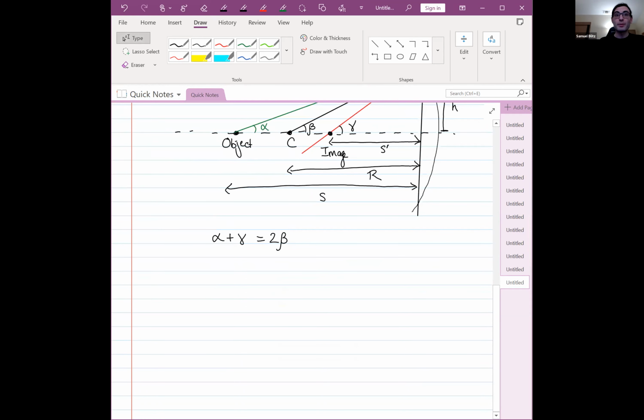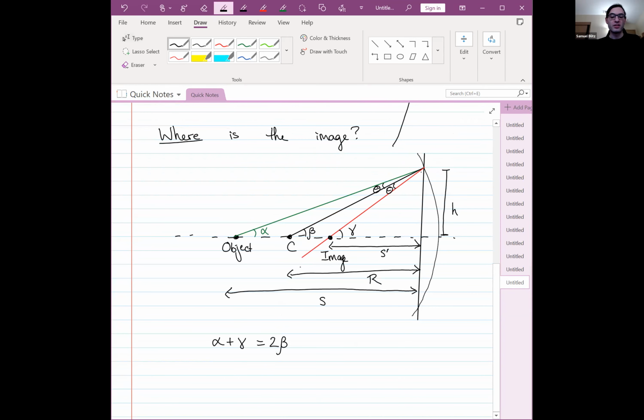There's a geometric proof of this in the textbook. I'm not going to go over it because it's a bit involved, but this is the end result. We get that the sum of alpha and gamma is equal to twice the angle beta. Basically, beta is the average of the two angles, which kind of makes sense.